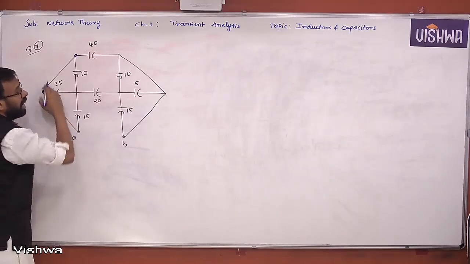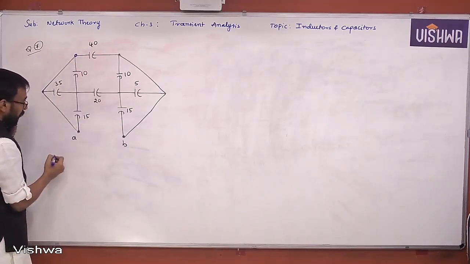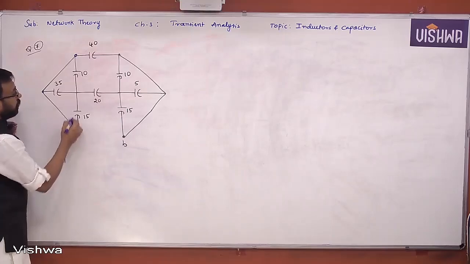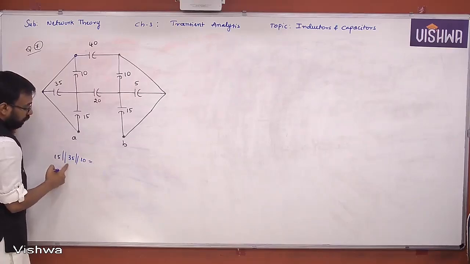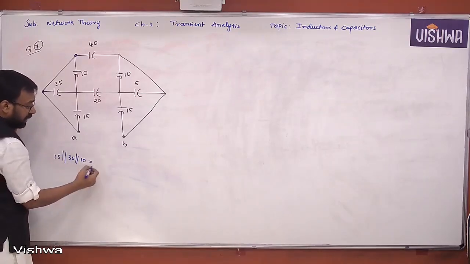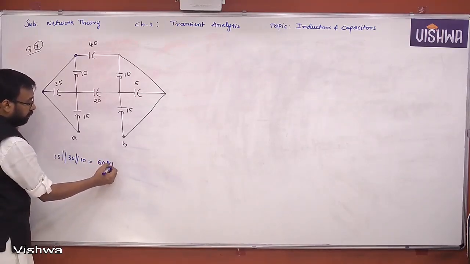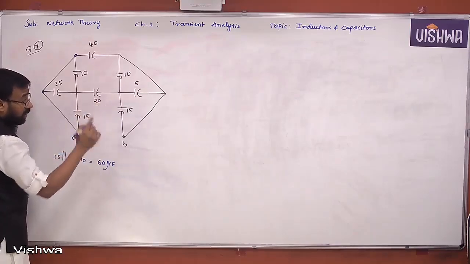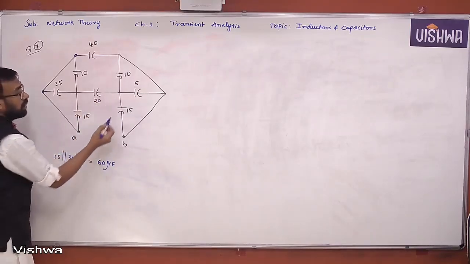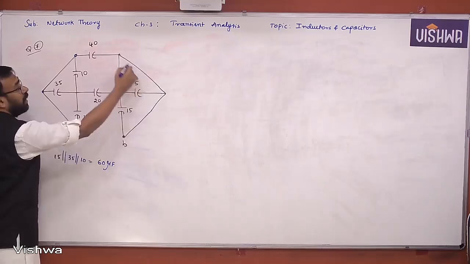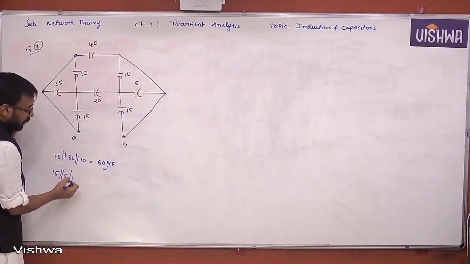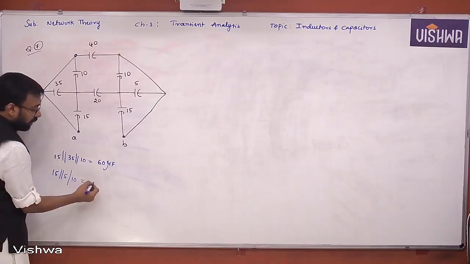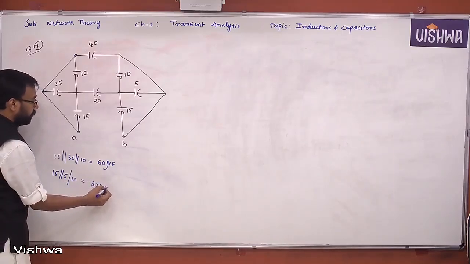But if I take like this, now look at this, 15 parallel, 35 parallel, what is this? That means 15 plus 35, 50, 50 plus 10, 60 microfarad. Because all are in microfarad, I have not written, but in the question you can observe. Now this 15 and 5 and 10 similar way, they are in parallel. 20 plus 10, 30 microfarad.